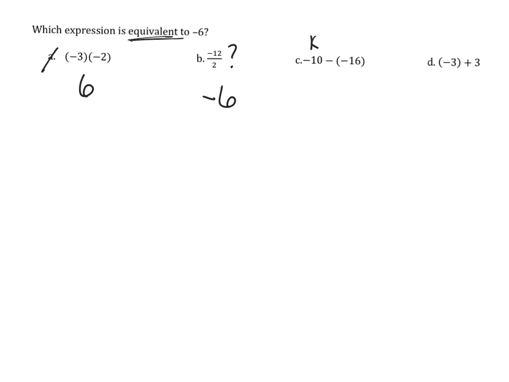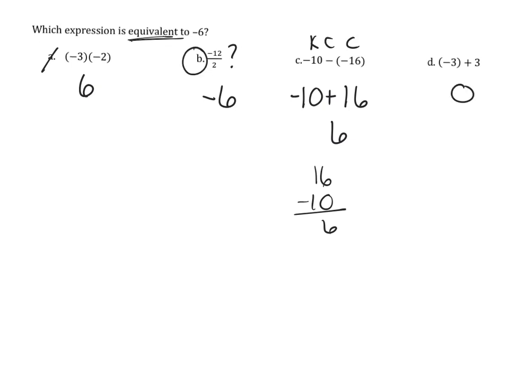-10, so I need to do keep, change here because it's subtracting. -10 plus positive 16. Oh, that makes a positive 6. Different sign, so I'd have to do 16 minus 10, which gives me that 6. And then -3 plus a positive 3 is going to be 0, so B is the answer because neither of those gave me a -6.